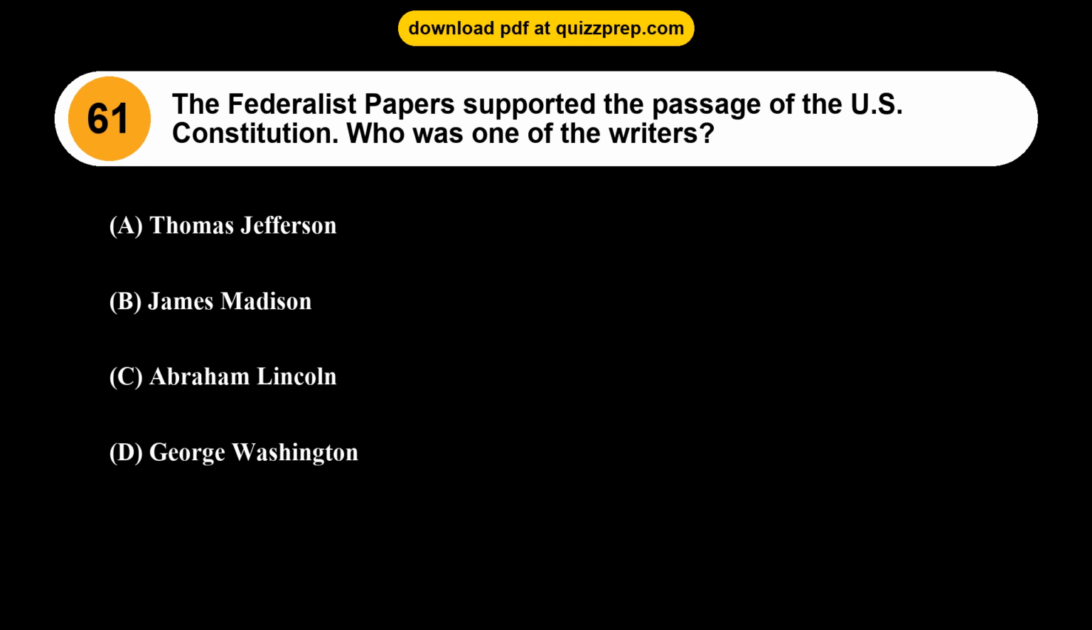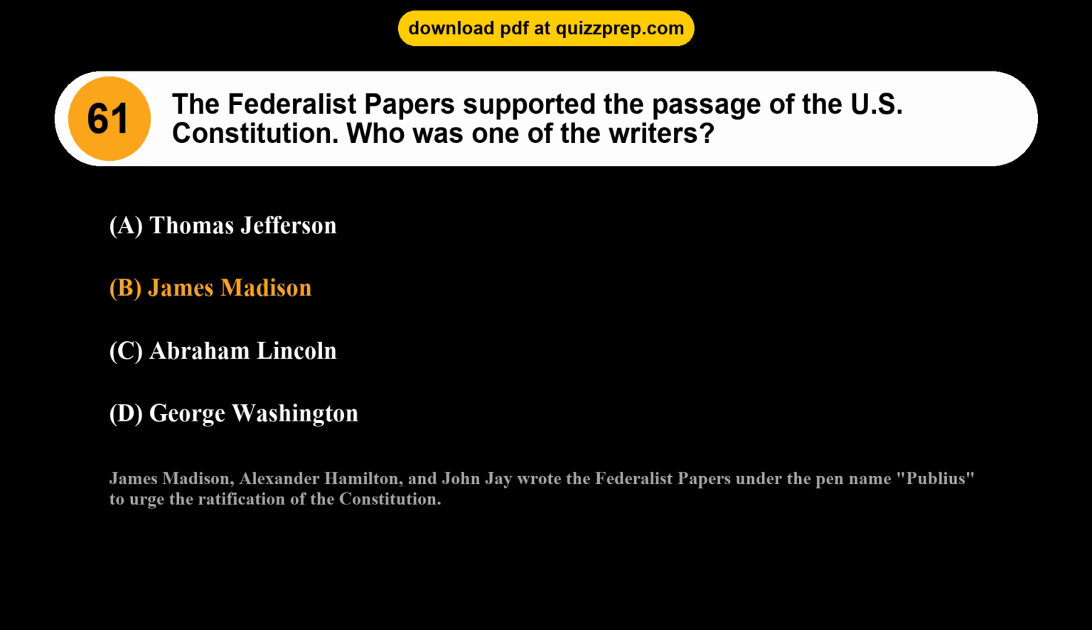Question 61. The Federalist Papers supported the passage of the U.S. Constitution. Who was one of the writers? Option A, Thomas Jefferson. Option B, James Madison. Option C, Abraham Lincoln. Option D, George Washington. The correct answer is option B, James Madison. James Madison, Alexander Hamilton, and John Jay wrote the Federalist Papers under the pen name Publius to urge the ratification of the Constitution.